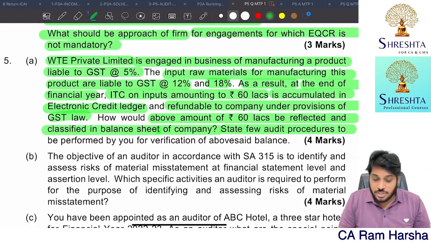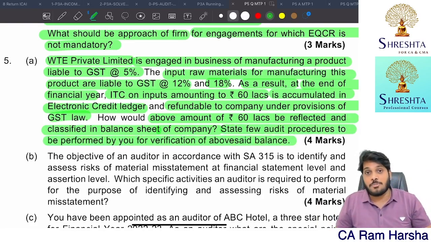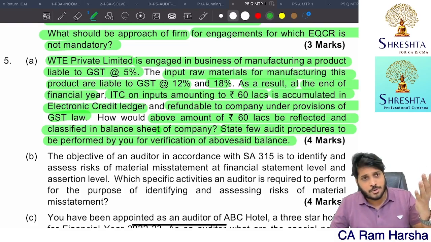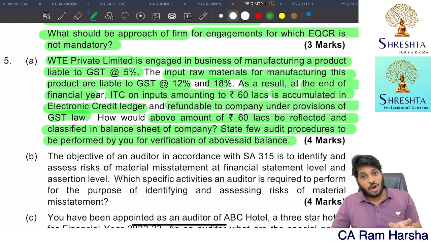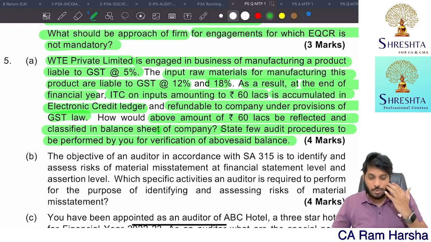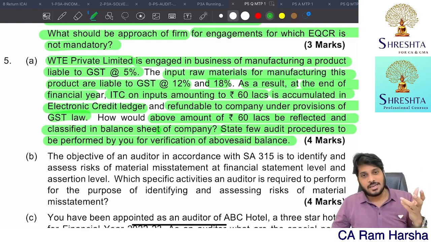State a few audit procedures to be performed by you for verification of the above balance. How do you verify this? You log into the GST portal and cross verify the balance. You check the GST returns and all filed by the company. You see whether input is utilized properly, set off properly or not as per the law. Simple. Now how do we check? We straight away cross check with the GST ledger on the website. That's it.